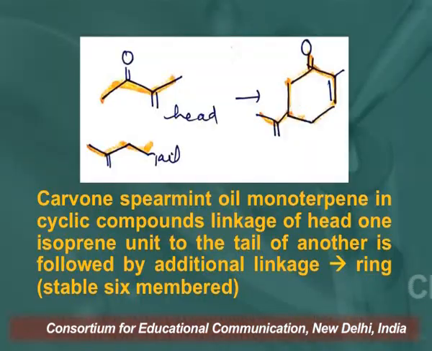Similarly, on your screen you are looking at carvone from spearmint oil, which is a monoterpene. During the reaction, it converts into cyclic compounds, and in those cyclic compounds, the head of one isoprene unit links to the tail of another, followed by an additional linkage, and in that way it forms a stable six-membered ring. So this is also a terpene.